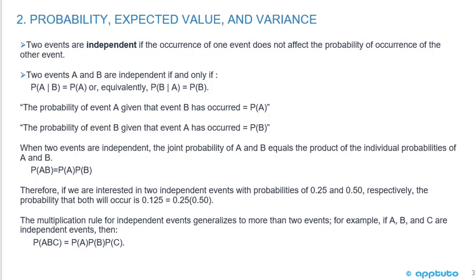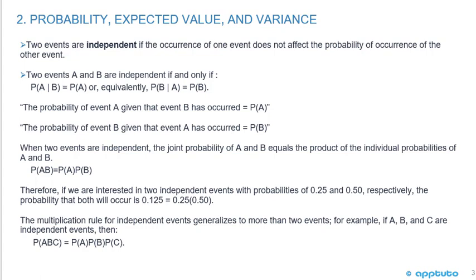When two events are independent, the joint probability of A and B equals the product of the individual probabilities. So we're just using the multiplication. Therefore, if we're interested in two independent events with probabilities of 0.25 and 0.5 respectively, the probability that both will occur is 12.5%, 0.25 times 0.5.